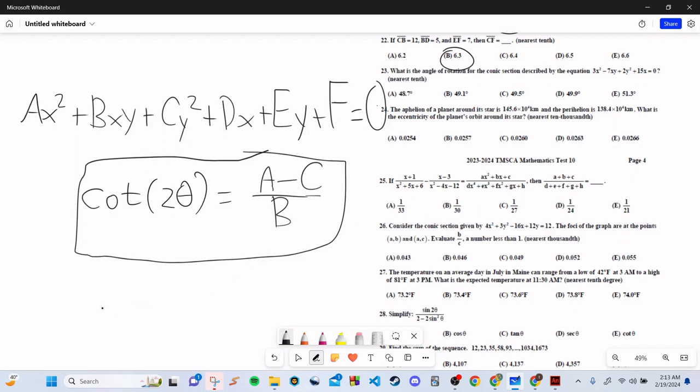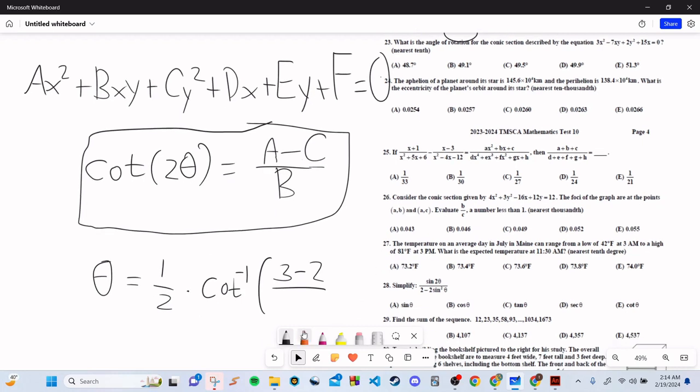All right, so plugging this in to get our angle theta, which is our angle of rotation, we're going to do 1/2 times the inverse cotangent of 3 minus 2 over -7. So like this. So that's going to be 0.5 times the inverse cotangent of -1/7. Comes out to an angle of 49.1 degrees. So that will be answer choice B.